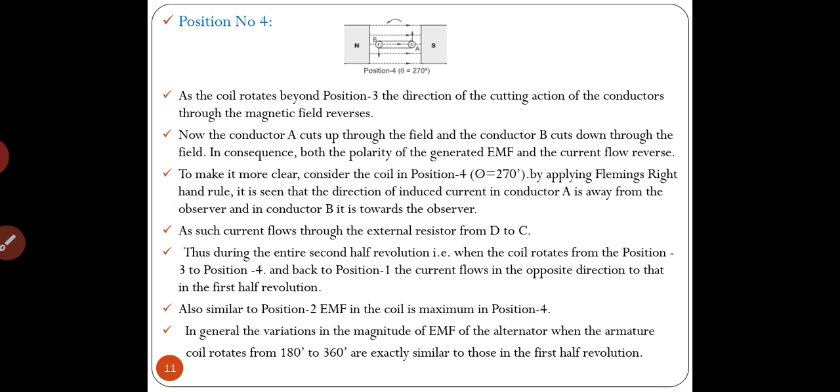Also, similar to position 2, EMF in the coil is maximum in position 4. At position 4, phi equal to 270 degrees, the maximum EMF is generated in the reverse direction compared to position 2. In general, the variation in the magnitude of EMF of the alternator when the armature coil rotates from 180 degrees to 360 degrees is exactly similar to that in the first half revolution. The magnitude will be the same, only the direction will be reversed.